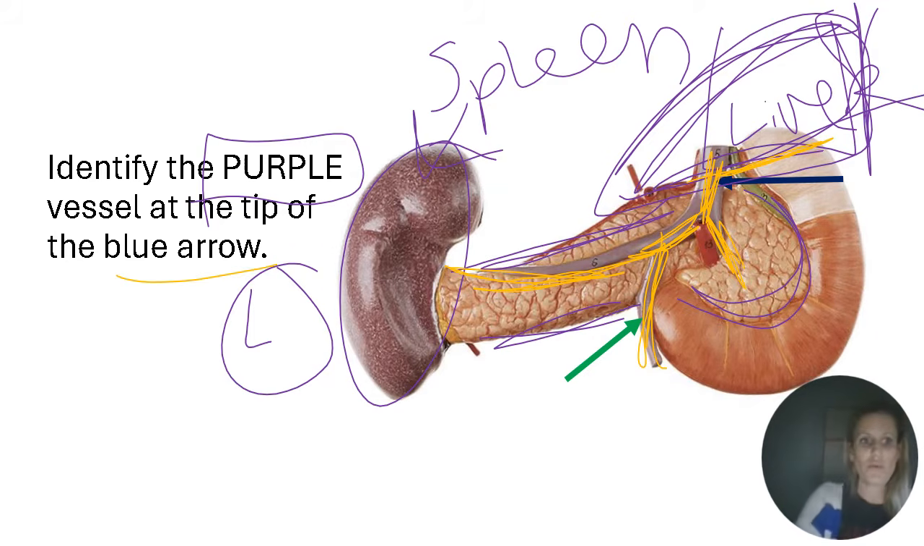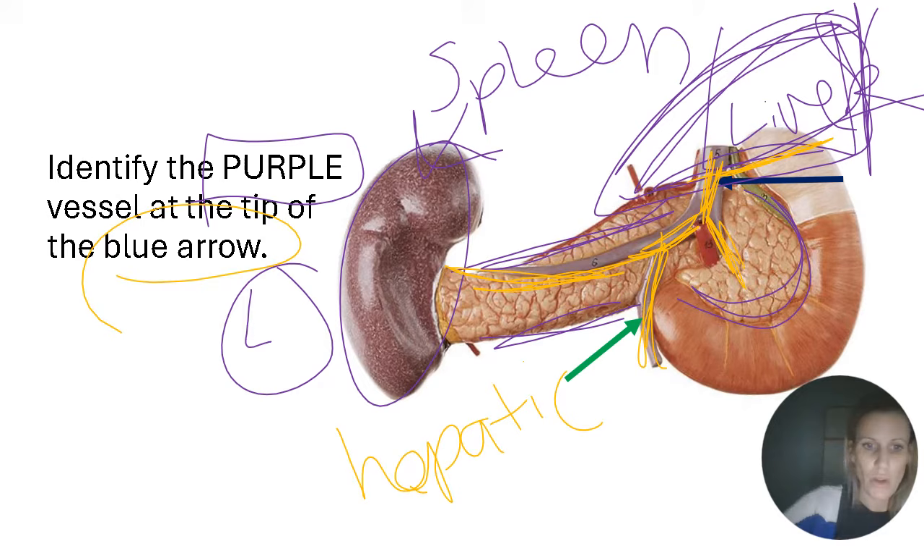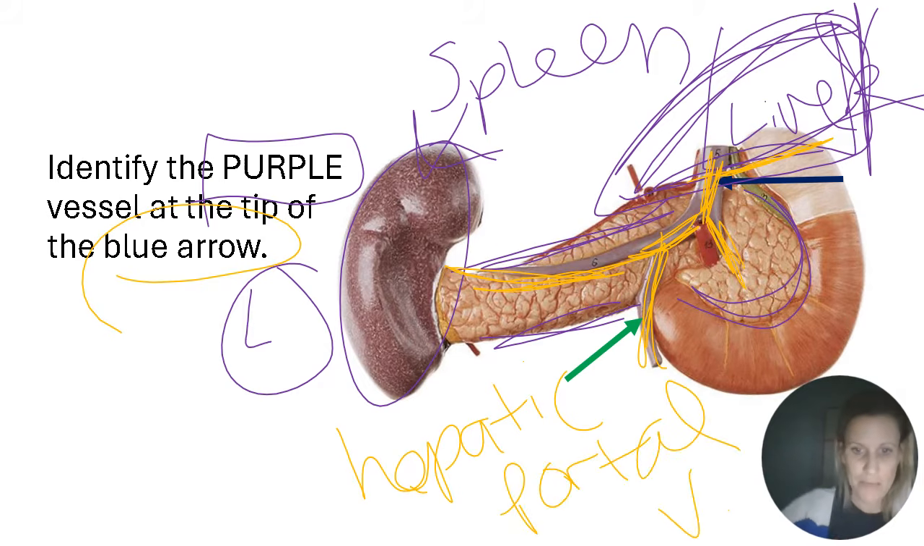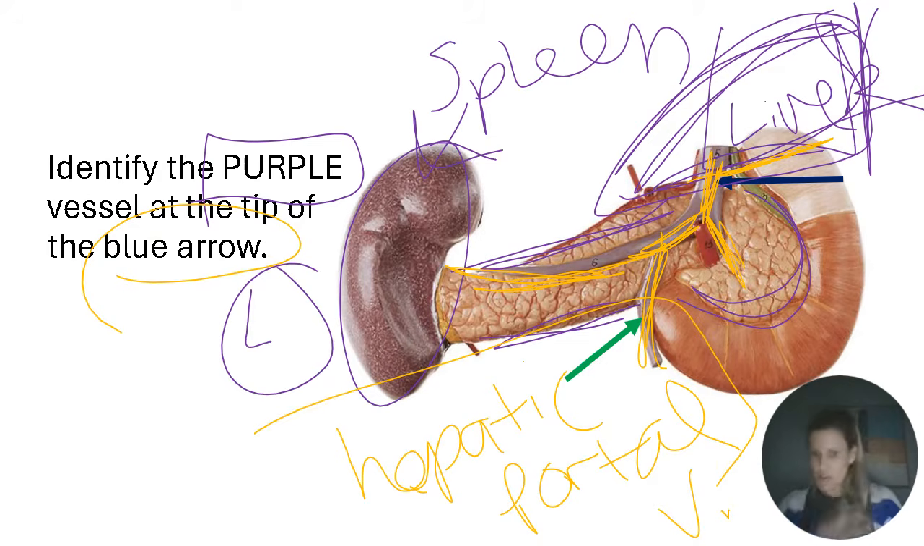So at the tip of the blue arrow, that is the hepatic portal vein, right? No left or right, okay? There's just the one, hepatic portal vein. Remember, the liver has 3 sets of vessels. So there's a hepatic artery, there's the hepatic vein, and then hepatic portal vein, right? So in purple is the portal vein.